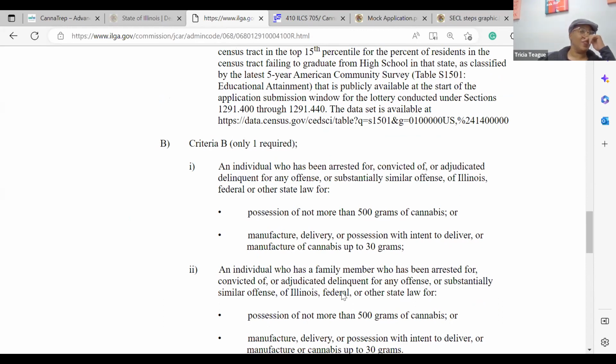Next question is, is DCEO still helping with cannabis loans? Does DCEO still do that? Yes, it does. They still run a loan program for social equity applicants.